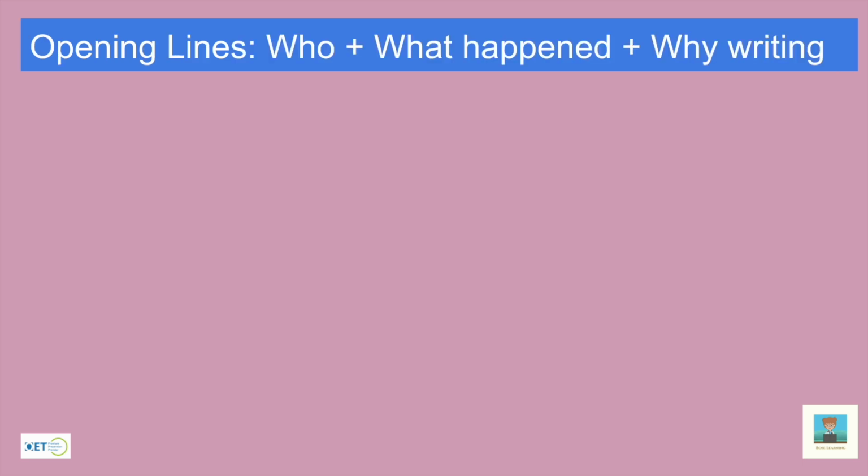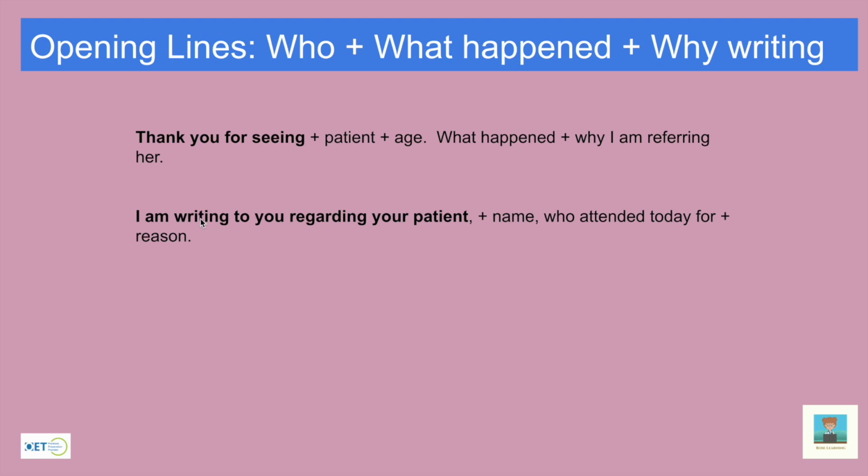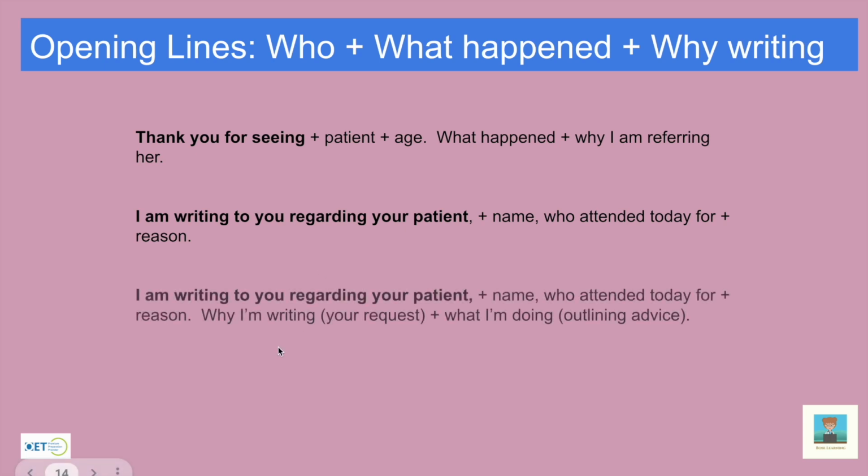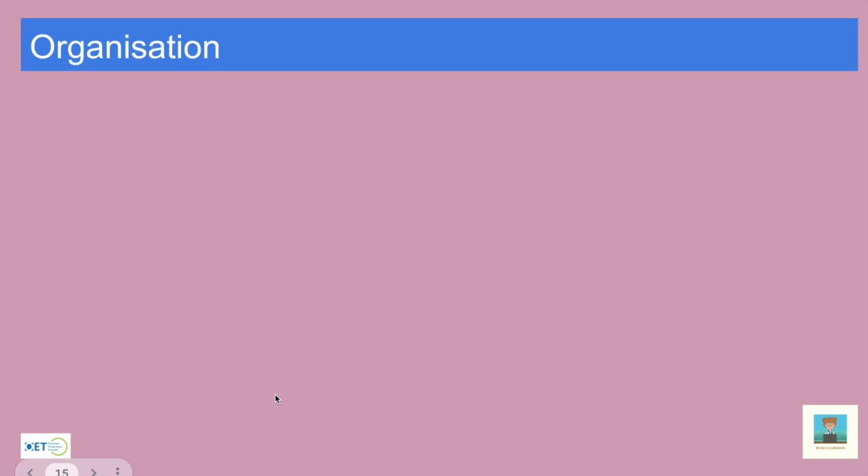So what can we take away? How can you use this information? Gather together a bank of opening lines. As I say, there's always a theme. It's who, what happened, and why you're writing. So we have thank you for seeing patient and age, what happened, why I'm referring her. I am writing to you regarding your patient. So that's an alternative you can put in your bank of opening lines. Or I'm writing to you regarding your patient, very similar here. And then just the patient and what happened.